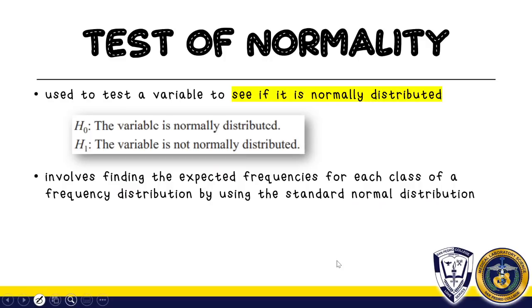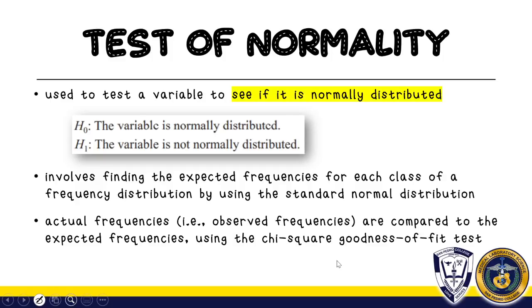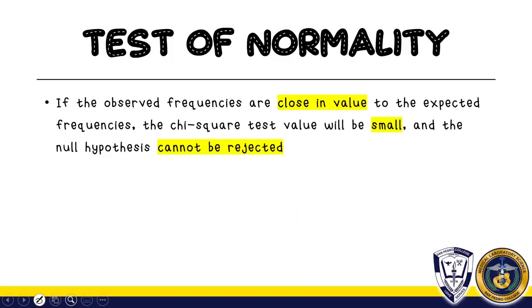So it involves finding the expected frequencies for each class of a frequency distribution by using the standard normal distribution. In terms of this standard normal distribution, actually ano siya? Formula dun sa Excel nyo. And then actual frequencies are compared to the expected frequency using your chi-square goodness of fit test.